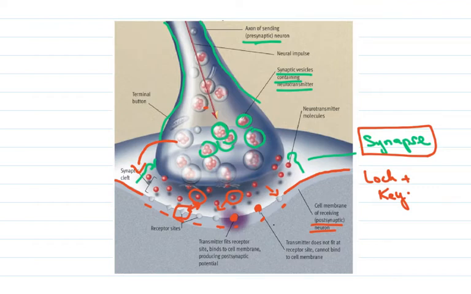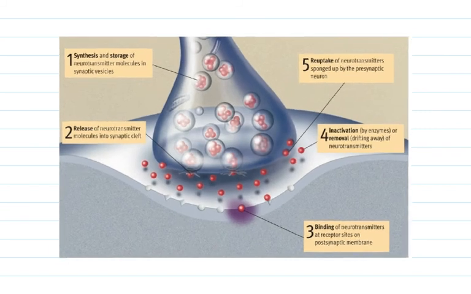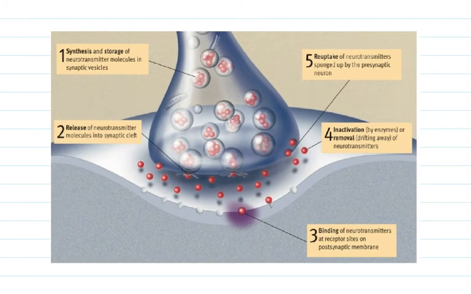Now, what happens to the neurotransmitters afterwards? That is something we can also look at. There are these 5 different stages. During the first stage, you have the storage of neurotransmitter molecules in the synaptic vesicles. You have an example of this here, here, here, all of these different bubbles that you see here.